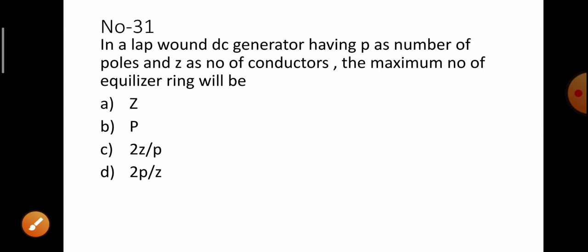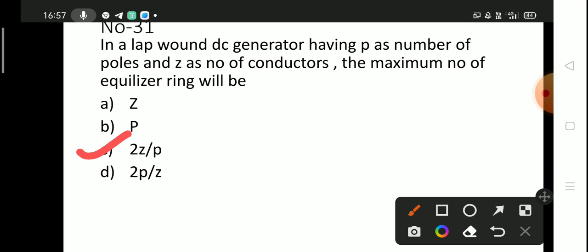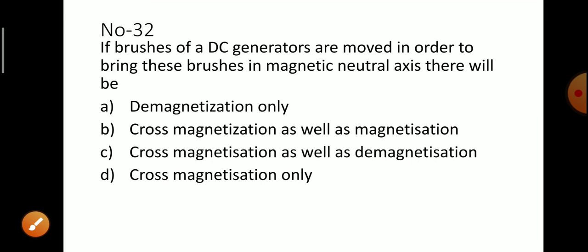Question number 31. In a lap wound DC generator having P as number of poles and Z as number of conductors, the maximum number of equalizer rings will be: A. Z, B. P, C. 2Z by P, D. 2P by Z. And the right answer is C. 2Z by P.